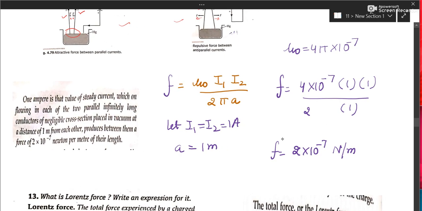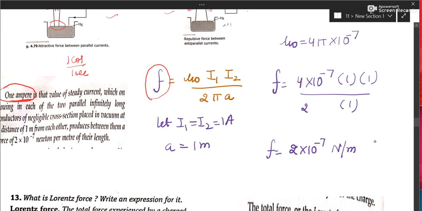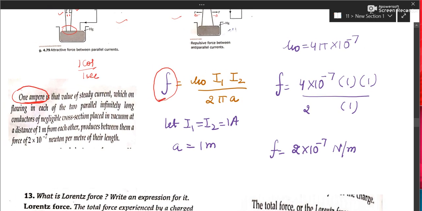They usually ask us to define 1 ampere. Otherwise, 1 ampere is when 1 coulomb of charge flows through a wire in 1 second, then the current is 1 ampere. But we are supposed to derive 1 ampere using this force between two parallel wires. So the small f is force per unit length. When we divide force by length, then it comes. Otherwise, the formula of force F12 or F21 is mu naught I1 I2 by 2 pi A into L. And when we divide by L, then this becomes. So L is hidden in this.